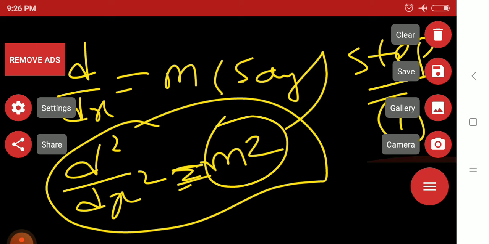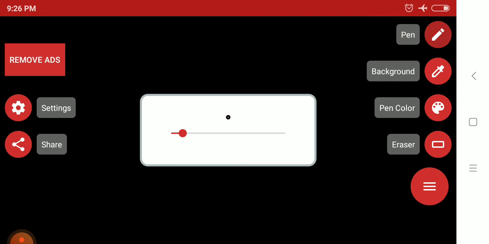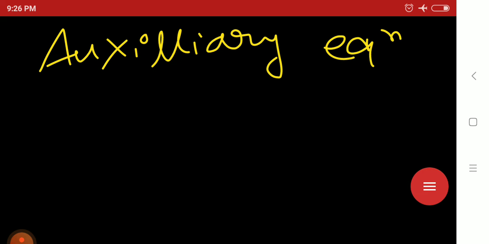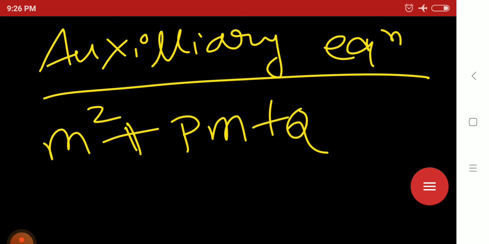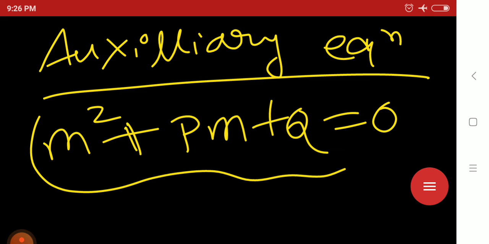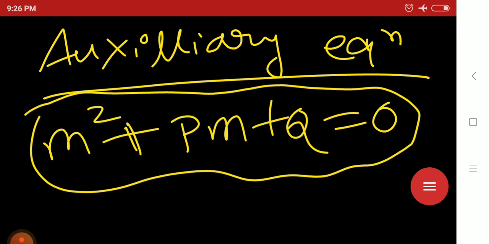And what is the second step? After assuming this, just write the auxiliary equation. The second step is to write that differential equation in terms of the auxiliary equation, that is m square plus pm plus q equals 0. So this is the second step of writing the auxiliary equation. It is step 2.